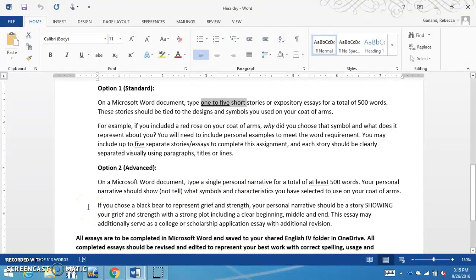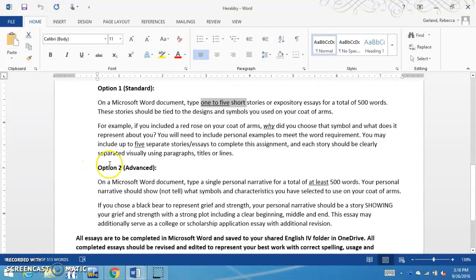If you chose a black bear to represent grief and strength, your personal narrative should be a story showing your grief and strength, and it should have a plot, like all good stories do, with beginning, middle, and end. The essay may also serve them then as a college or scholarship essay because the story is intact and they would just need to tweak different pieces of it to suit whatever the prompt is. But the majority of college prompts are about overcoming hardship or, tell us about yourself, or what is something else this college board needs to know, blah, blah, blah. So it gives them a piece that they can use.